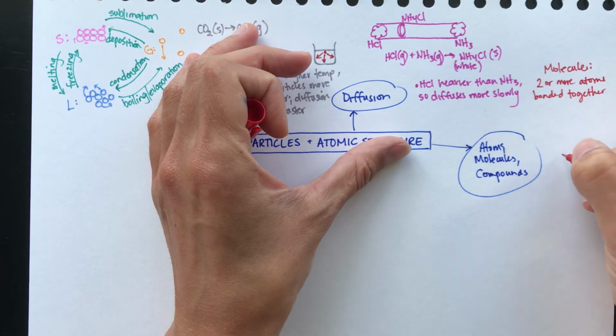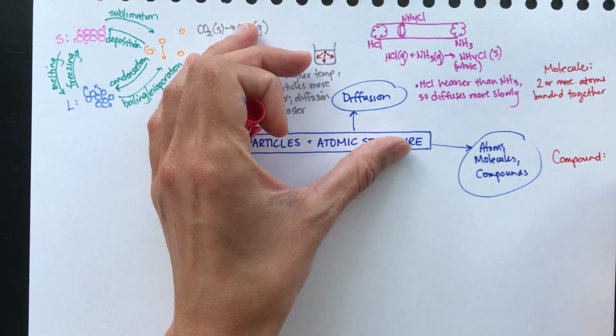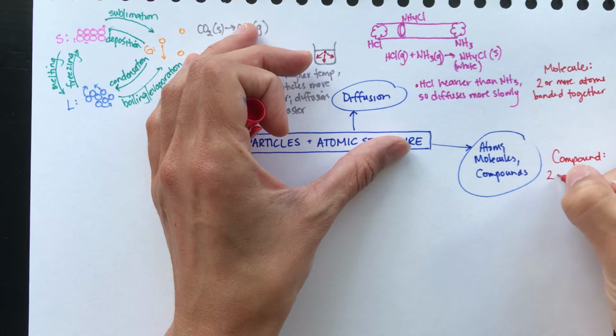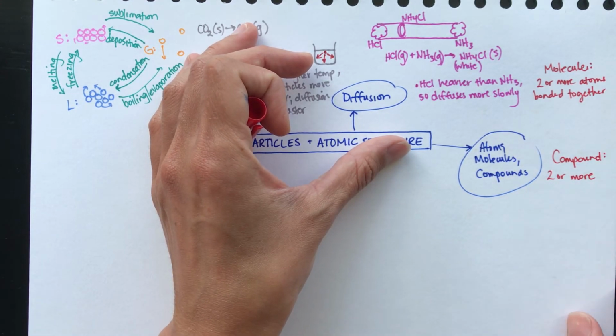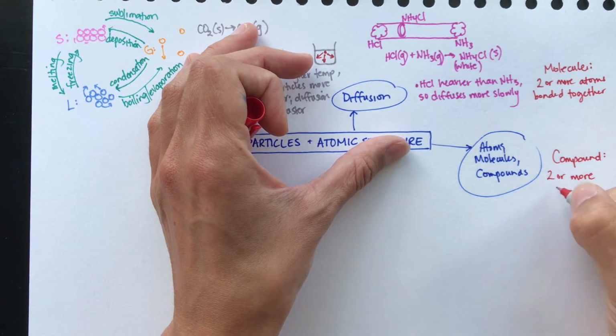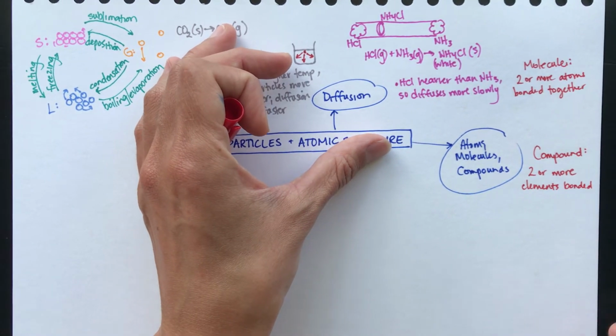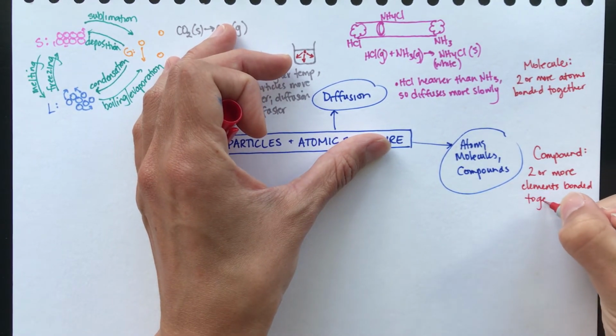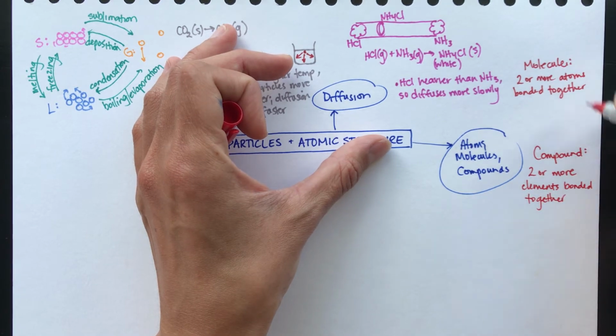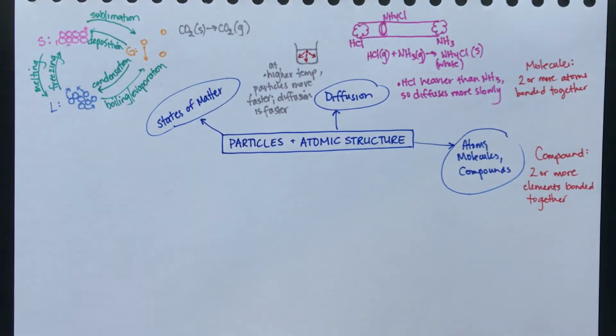Compound, it's only one different word in the definition. 2 or more elements bonded together. Make sure you can see this. There we go. So they sound so similar. I think it's quite important that we draw a few of these so you can see the distinction.